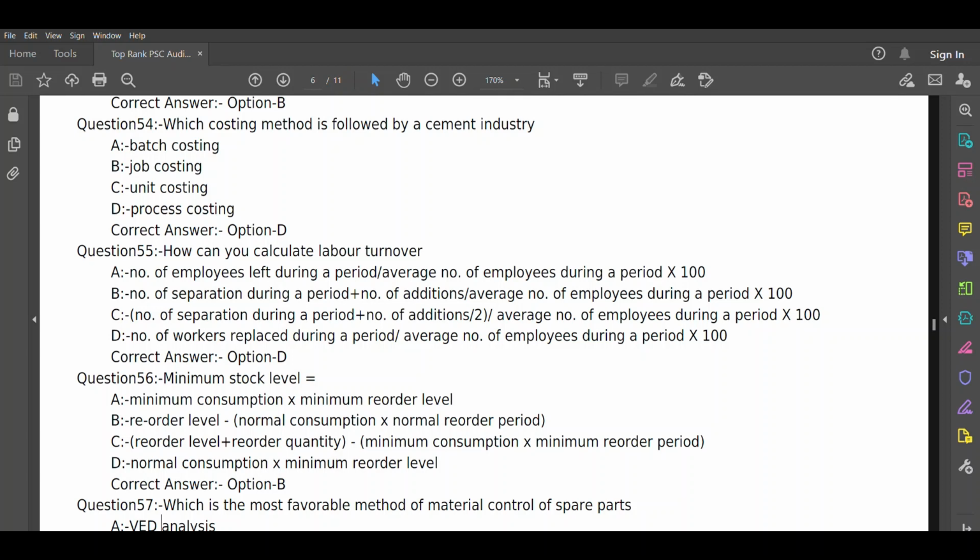Which costing method is followed by a cement industry? Process costing. How can you calculate labor turnover? Number of workers replaced during a period divided by average number of employees during a period into 100.